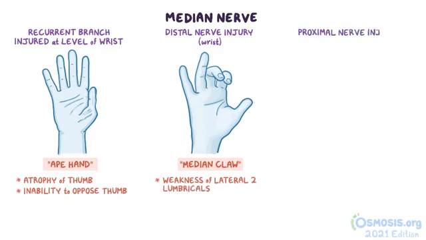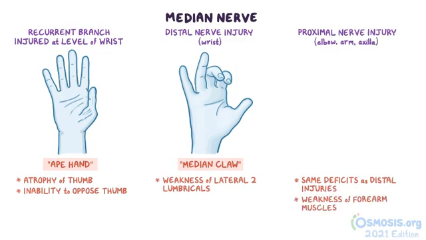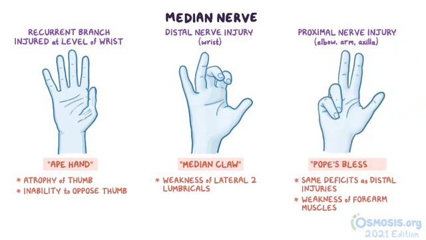Proximal median nerve injuries have the same deficits as distal injuries, plus additional weakness of the forearm muscles innervated by the median nerve. This results in a clinical finding called Pope's blessing, or the hand of benediction, when an individual is asked to make a fist, and they can only close their medial two fingers.